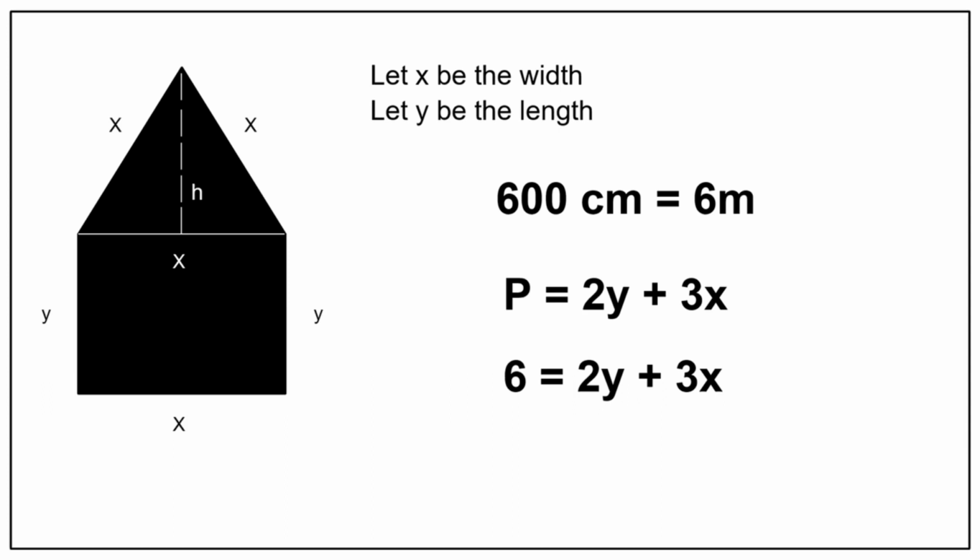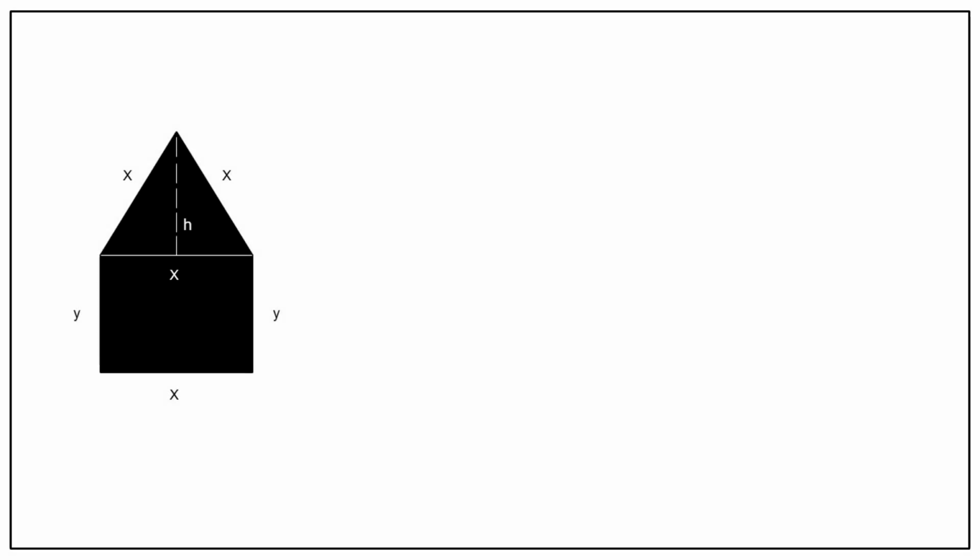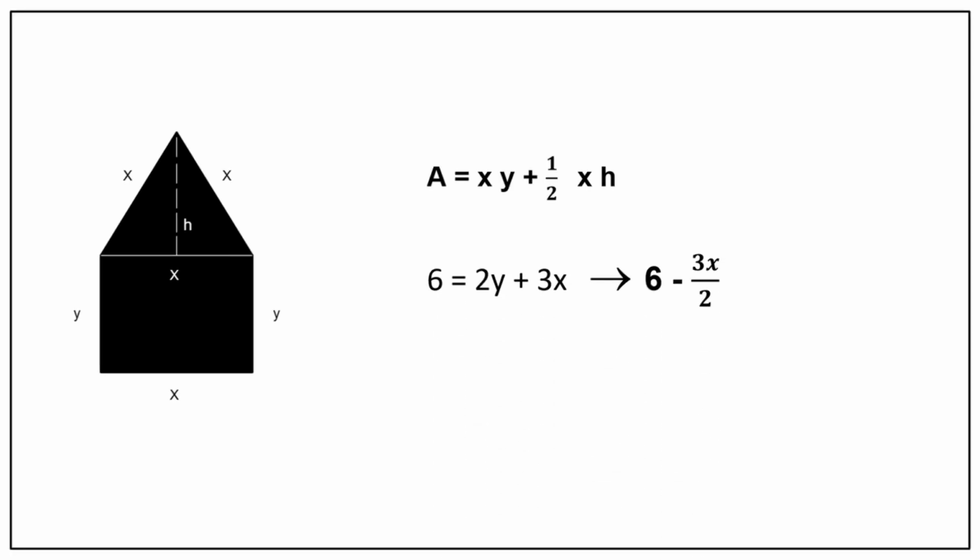The problem being asked is the area of the window. The area of the window will be equal to xy plus 1/2 xh. To get the value of y, we just need to rearrange 6 equals 2y plus 3x, and the value of y will be (6 minus 3x) over 2.